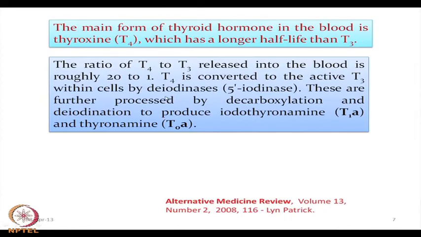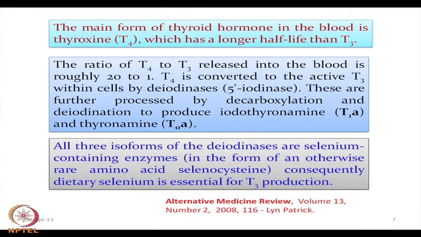So, when deiodinases are operating there, these particular molecules are further processed by decarboxylation and deiodination to produce iodothyronamine and thyronamine molecules. Decarboxylation can also take place, that means the CO2 group can be removed from the molecule, and only some benzylamine type of derivative can be present from T4 and T3.